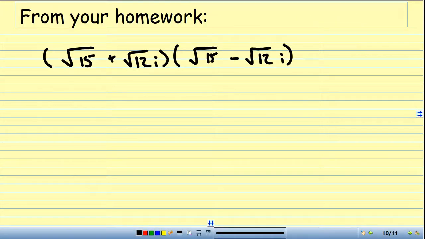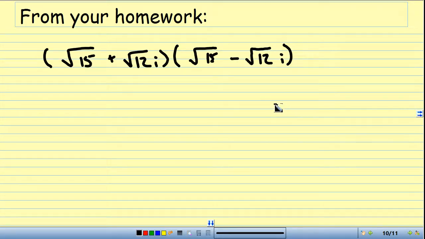So I got 2 problems from your homework that I'm going to do to help you out. First off is I have this one where I have the square root of 15 plus the square root of 12i times the square root of 15 minus the square root of 12i. First off, you should be able to look at it and say, wait a second, they're complex conjugates. Yeah, they are complex conjugates. You're right. So I know my i's are going to end up disappearing.